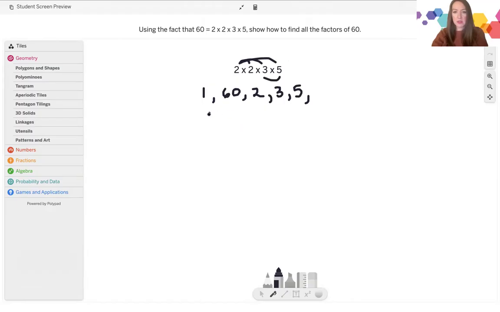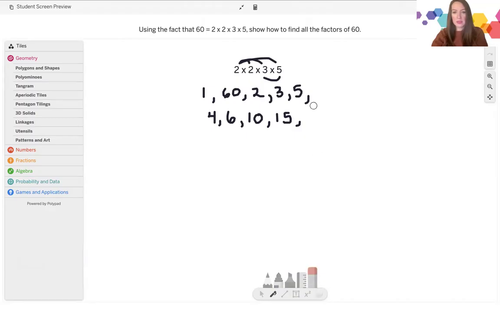So 2 times 2 is 4. 2 times 3 is 6. 2 times 5 is 10. And then I don't need to do 2 and 3 and 2 and 5 because I already did them. And then 3 times 5 is 15. So that's all the possible pairs of factors multiplied together. So here I'm generating all the factors of 60.